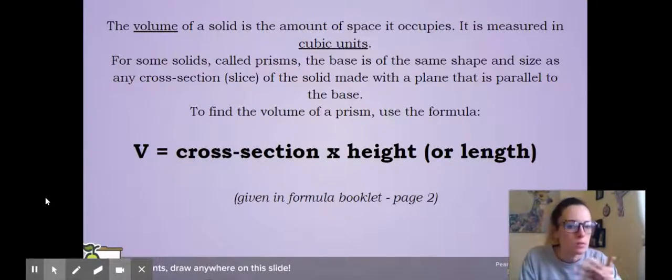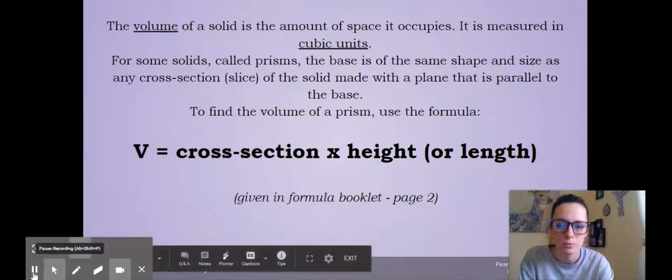For some solids, which are prisms, if you take a slice or a cross-section anywhere in that shape where the cross-section is parallel to the base, it will be the same shape and size. So therefore, to find the volume of any prism, all you need is the area of the cross-section times the height or times the length. And this is given to you in the formula booklet on page 2.